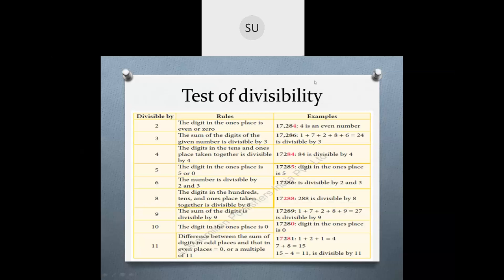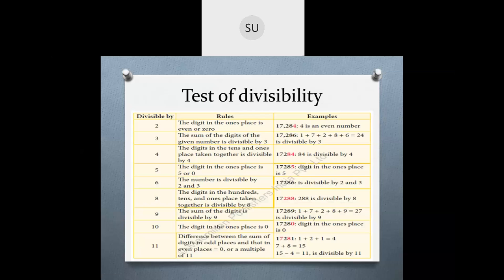Then we did the different tests of divisibility. So what are the tests of divisibility? First, we saw the divisibility rule for 2. Whenever a given number has an even number or zero in its ones place, then the number is divisible by 2. So if a number has any even number, that is 2, 4, 6, 8 or 0 in its ones place, then that number will be even and it will be divisible by 2.